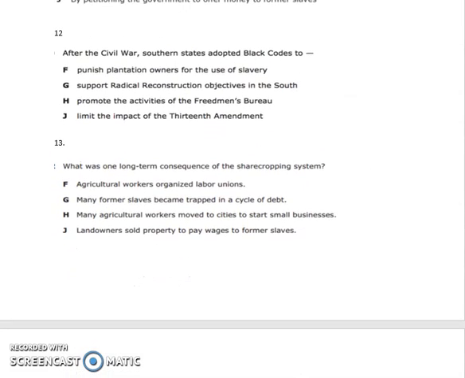Number 12. After the Civil War, Southern states adopted black codes to F. Punish plantation owners for the use of slavery. G. Support radical Reconstruction objectives in the South. H. Promote the activities of the Freedmen's Bureau. Or J. Limit the impact of the 13th Amendment.